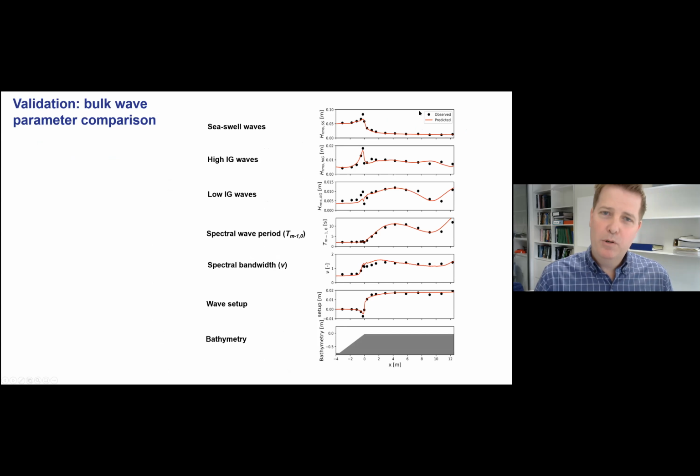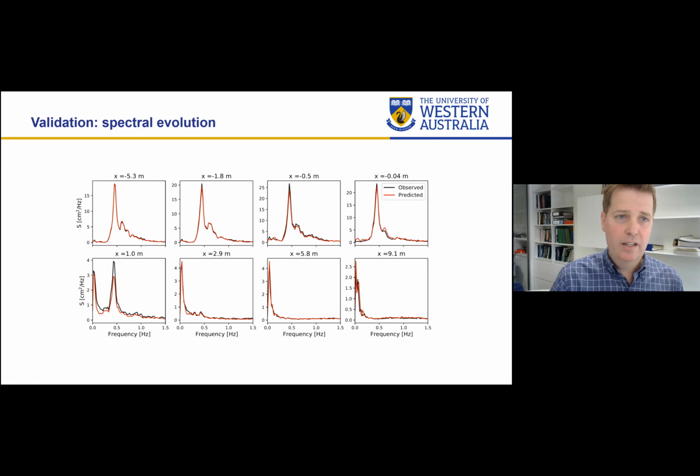Again, looking at some of the bulk parameter comparisons, as I talked about before, for this experiment: the sea swell wave, the high infragravity waves, the low infragravity waves. You can see the evidence of this node that's here, this spectral wave period, so you can see the increase in the long period spectral bandwidth and wave setup. And also similarly looking at the spectral evolution.